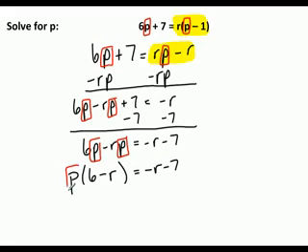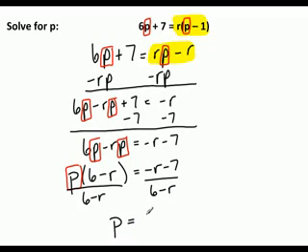So now I've gone from having two P's all the way down to having one P. So this is P times the quantity 6 minus R. To get rid of that, I'm going to use the opposite operation, which is to divide by 6 minus R. So I have P equals negative R minus 7 divided by 6 minus R.